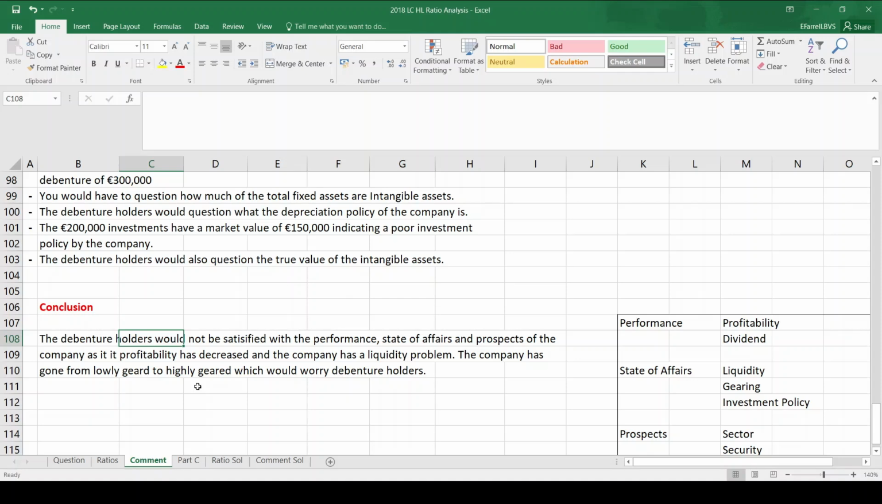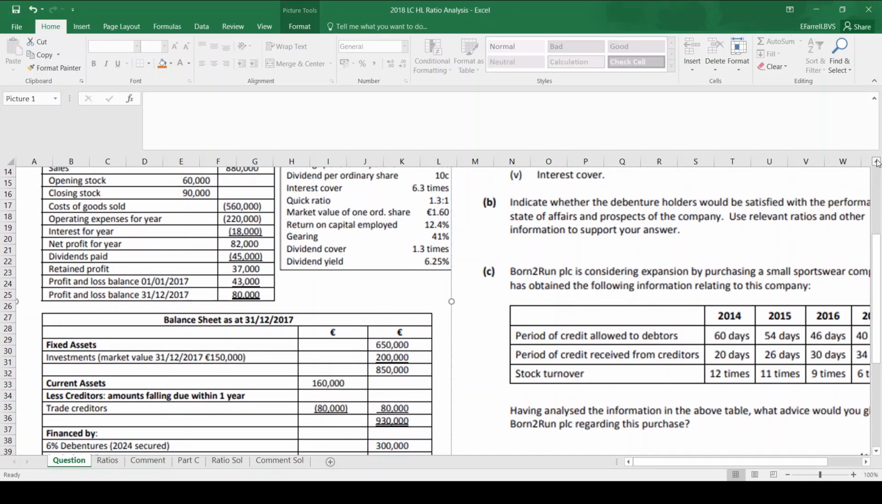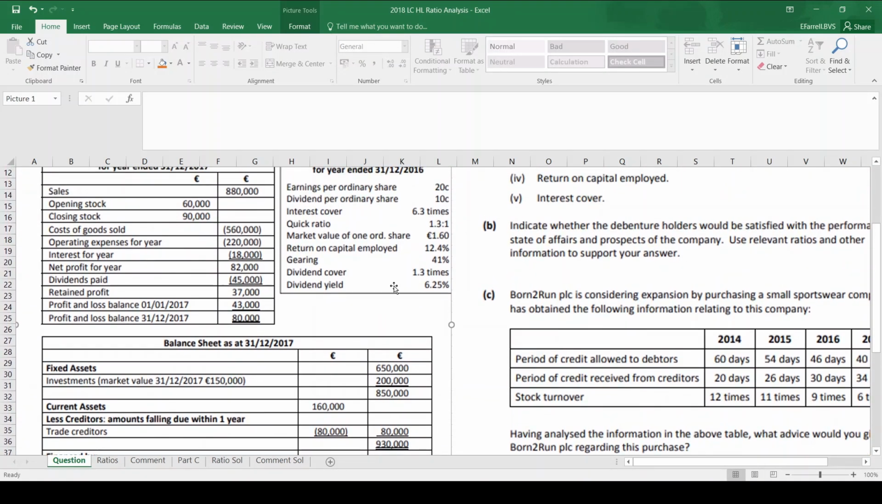The company has also gone from lowly geared to highly geared, which would worry the debenture holder. So again, if they're having a liquidity issue, it's a big no-no. And that, along with the drop in profitability and going from lowly geared to highly geared, would worry the debenture holders.